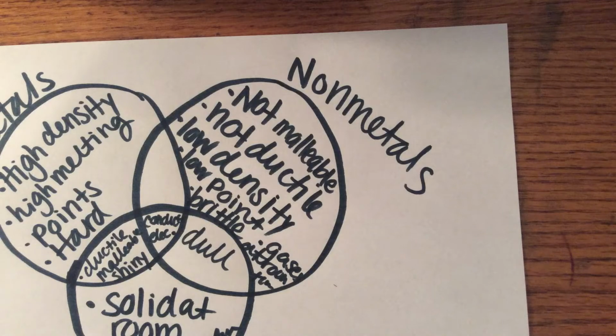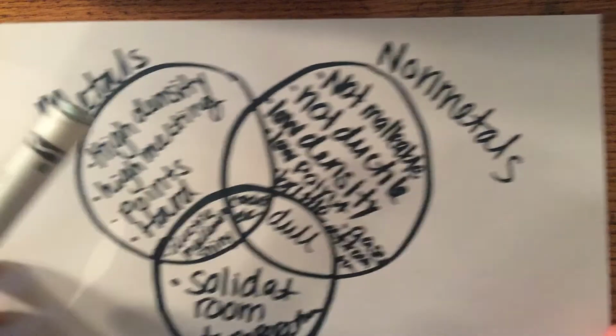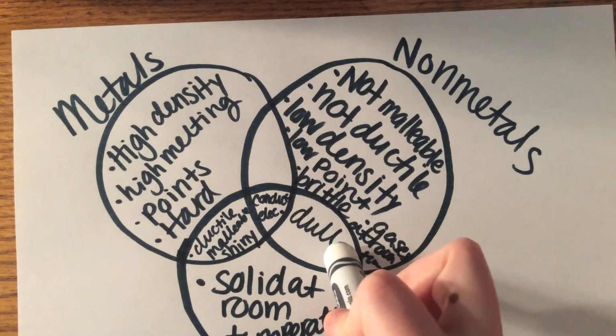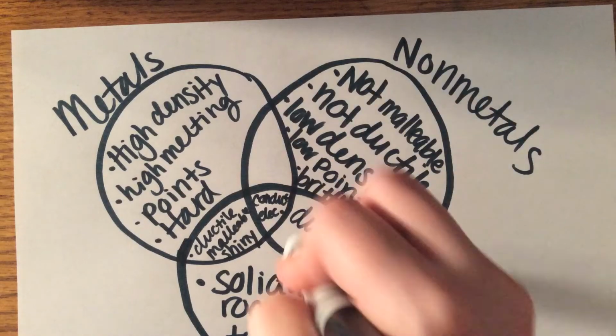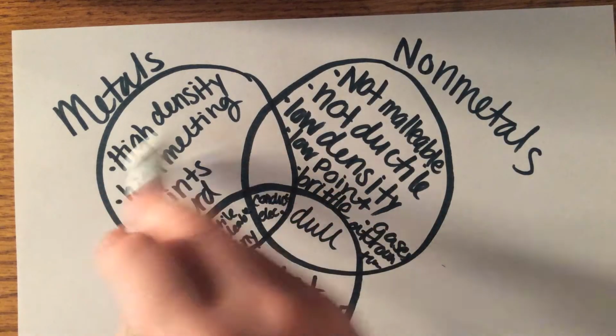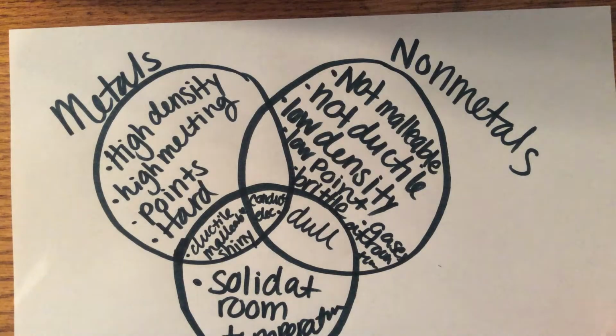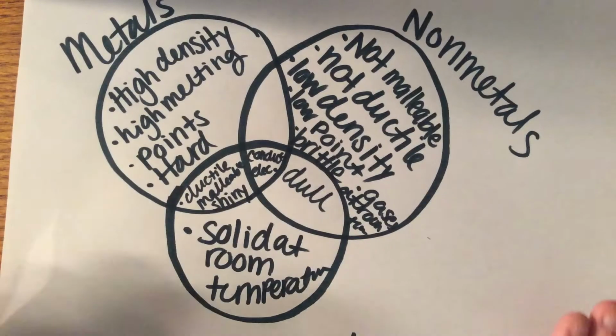And looking at our Venn diagram, we can see that metals and metalloids have the most in common, while nonmetals and metalloids only have one thing in common, and all three only have one thing in common, while metals and nonmetals have nothing in common other than this. So that is how you use a Venn diagram.